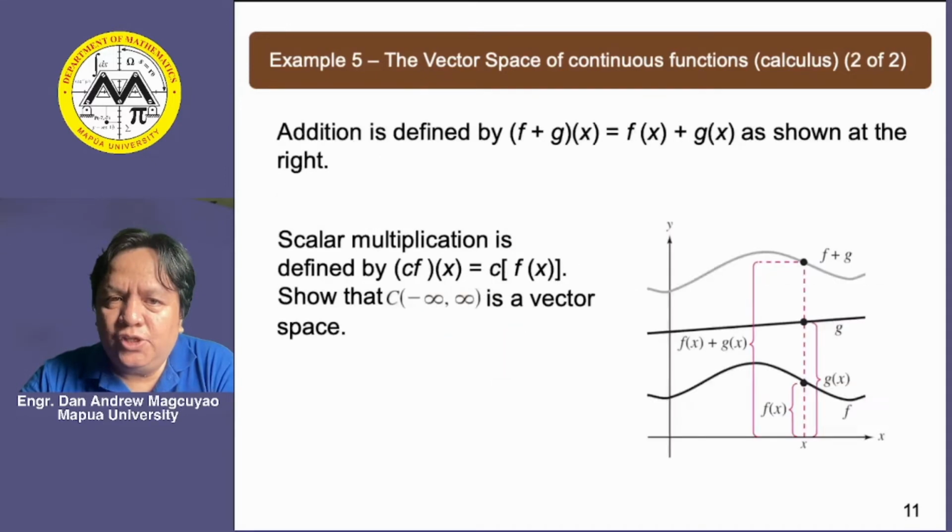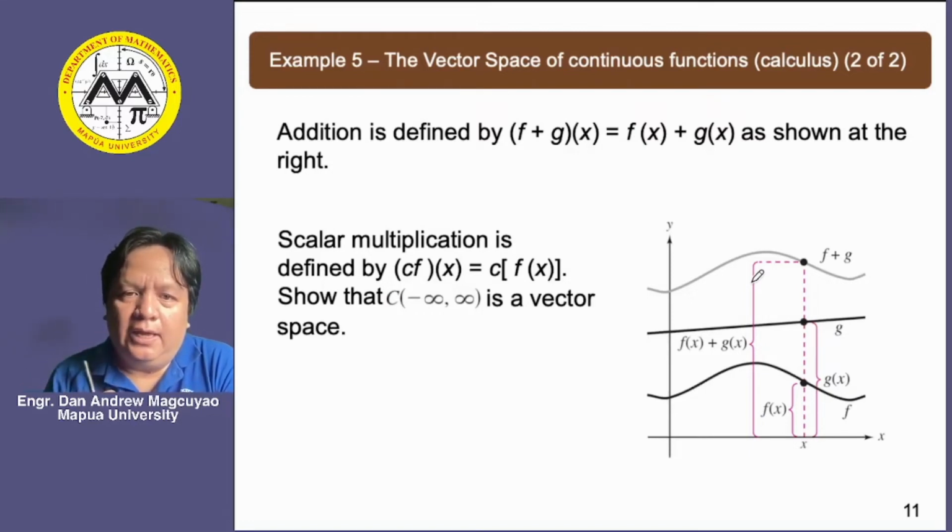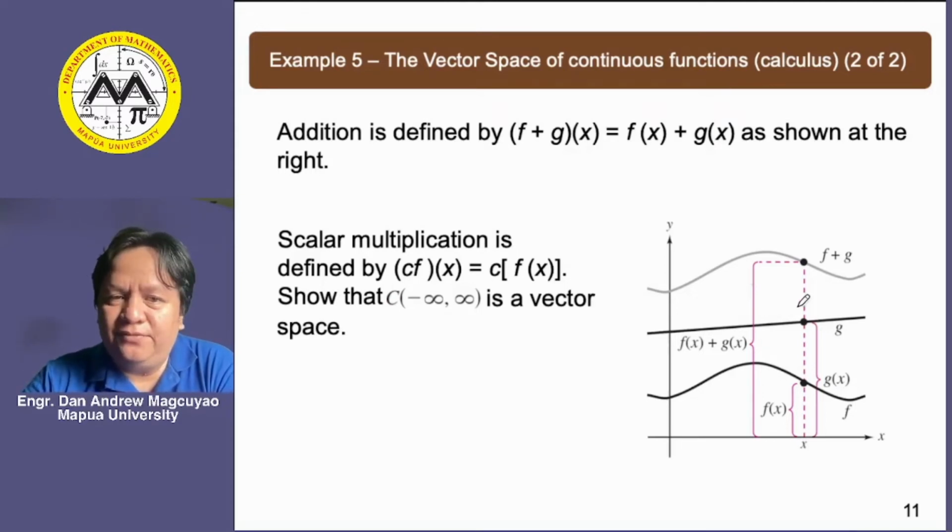So addition is defined by f plus g of x. Thus, f of x plus g of x is also defined, as shown on the right. Scalar multiplication is defined by c times f of x. And that shows that the set of continuous functions from negative infinity to positive infinity is a vector space. So as you can see here, there is multiplication and there is addition. So therefore, it is a vector space.